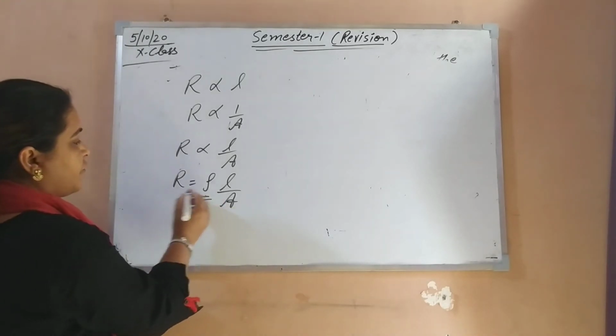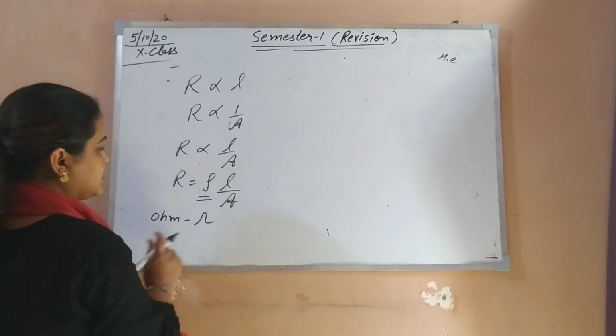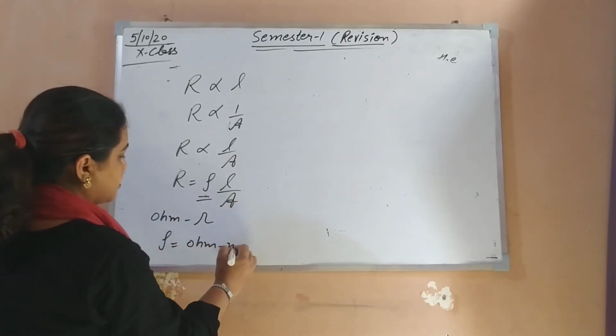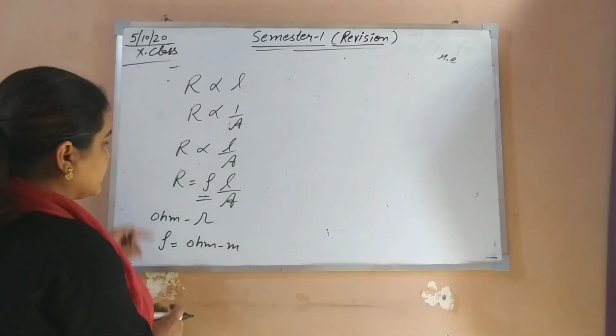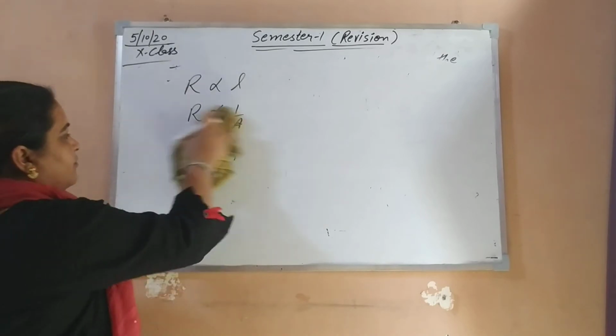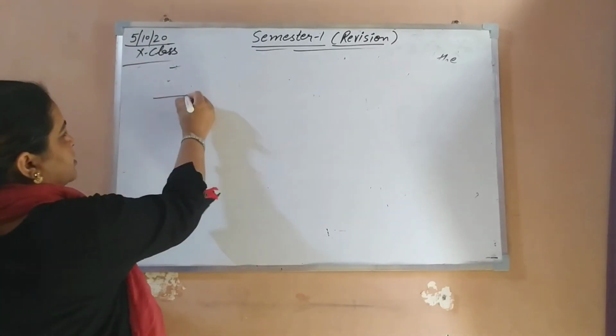What is the SI unit of resistance? It is ohm. The symbol is omega, and the unit of resistivity is ohm into meter. So these are the SI units of resistance. We have discussed the factors also. Then we have done the combination of resistors when they are joined end to end.